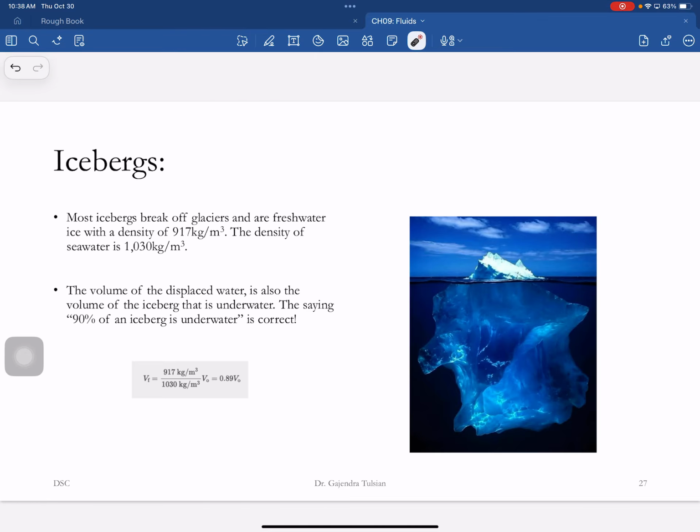Now let's do this for icebergs. For an iceberg, the density of this object is 917 kg per meter cube. The density of the fluid, seawater, is that much. So the volume of the iceberg underwater, the volume of the water displaced, is equal to the density of the iceberg divided by the density of the fluid times the volume of the object. And that is 90% the volume of the iceberg. So 90% of the iceberg is underwater.